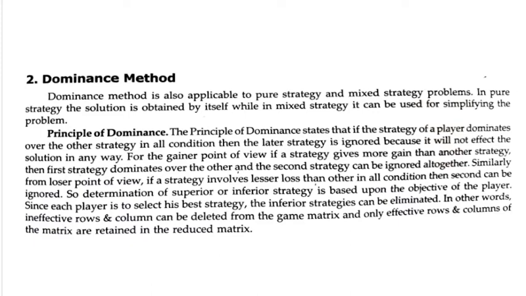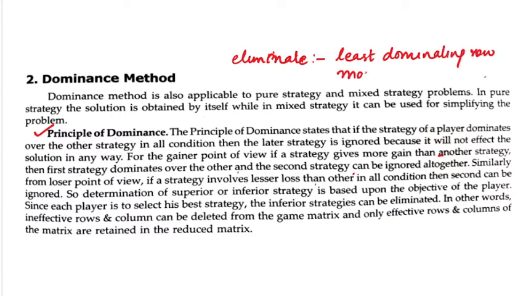In this video we will be studying the dominance method of game theory. This basically comes in a mixed strategy problem, but it can be used for both pure strategy as well as mixed strategies. The main principle here is we have to eliminate the minimum row, meaning eliminate the least dominating row, and the most dominating column.